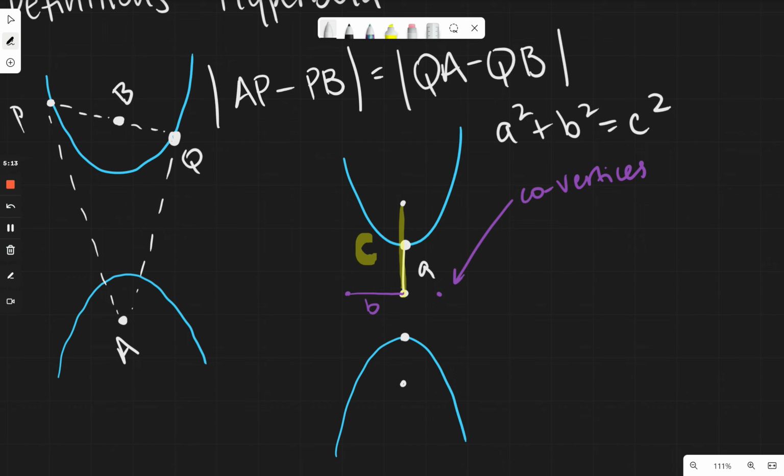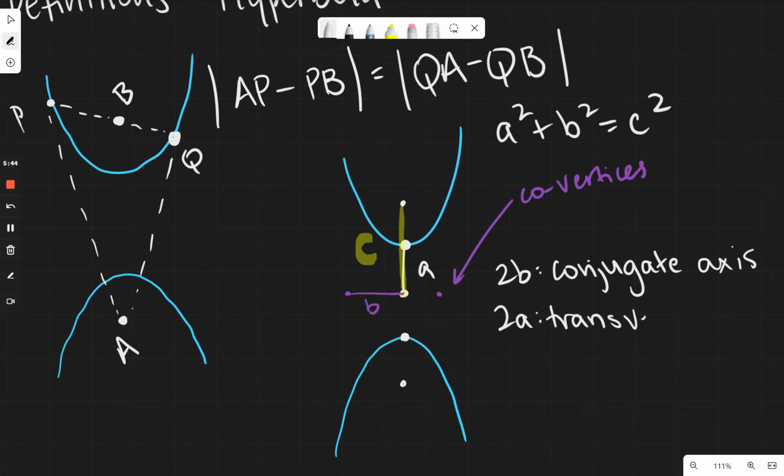What's something else that you should know is that 2b, so this length, 2b, is called the conjugate axis. I cannot spell either, apparently. Conjugate axis. Think maybe like co-vertices, conjugate, CC. And then 2A is called the transverse axis. It's the main axis. So it's the one that connects the two vertices.